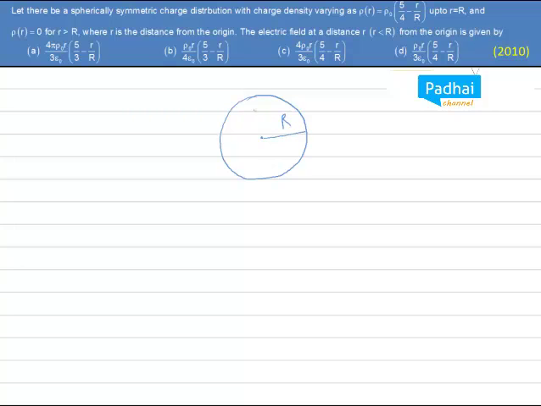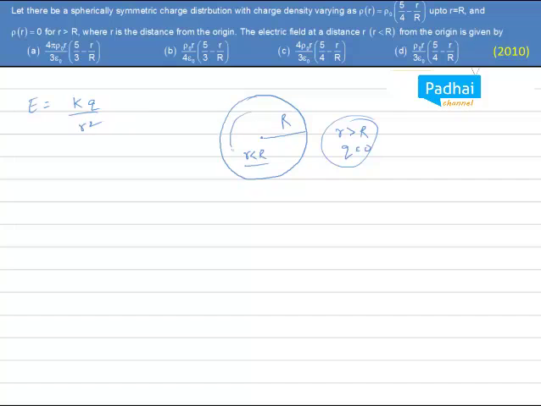So there is charge density inside when r is less than R, only inside. Then that means outside, q is 0. For r greater than R, q is 0 basically. Now the electric field at a distance r from the origin is given by, now electric field we know is given by kq by r square.